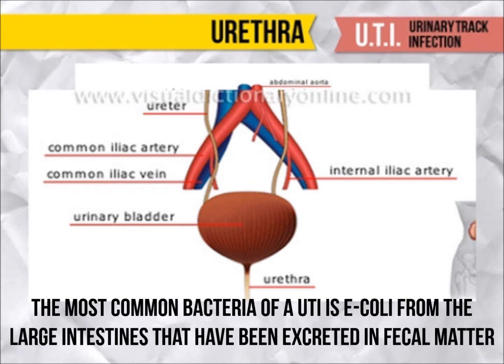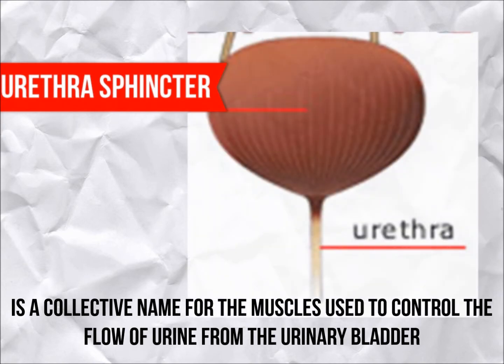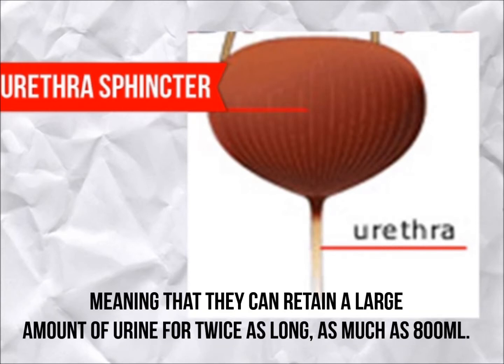The most common bacteria of a UTI is E. coli from the large intestines that have been excreted in fecal matter. The urethral sphincter is a collective name for the muscles used to control the flow of urine from the urinary bladder. Males can retain a large amount of urine for twice as long as females, as much as 800 ml.